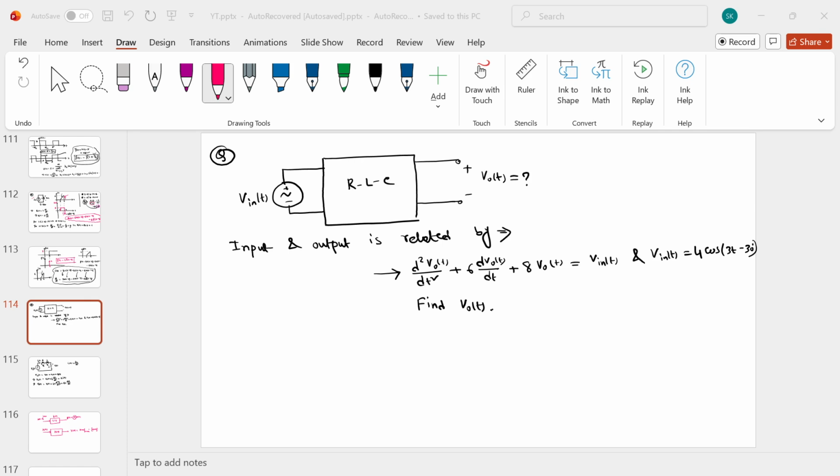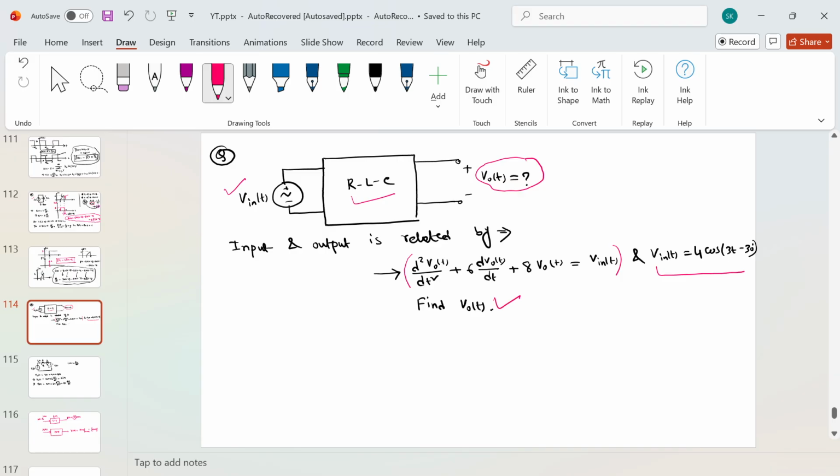Hello everyone. In this video, we are going to see this question. We have one RLC circuit with input V in of t, and you have to calculate the output voltage. You are given a second order differential equation that represents the behavior of this RLC circuit, and the input is sinusoidal. You have to calculate V naught of t.